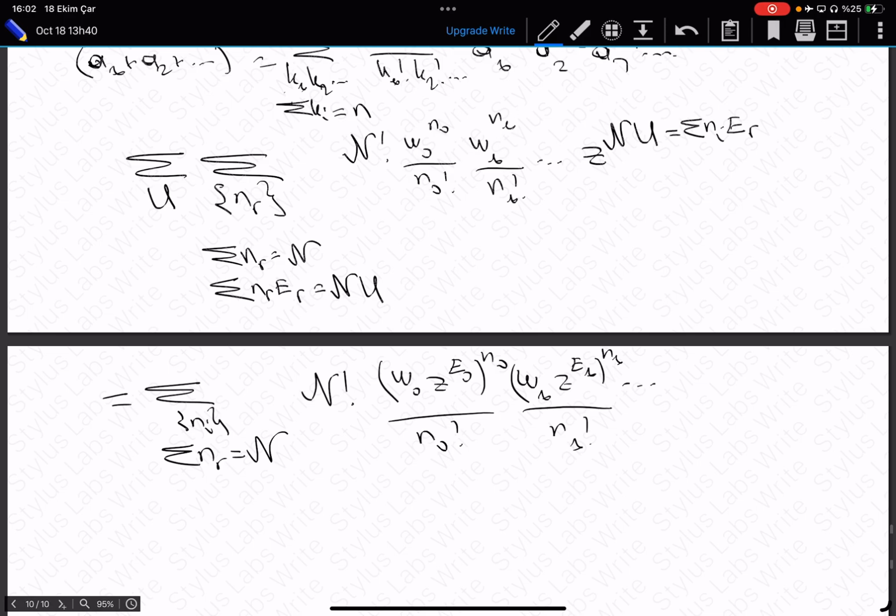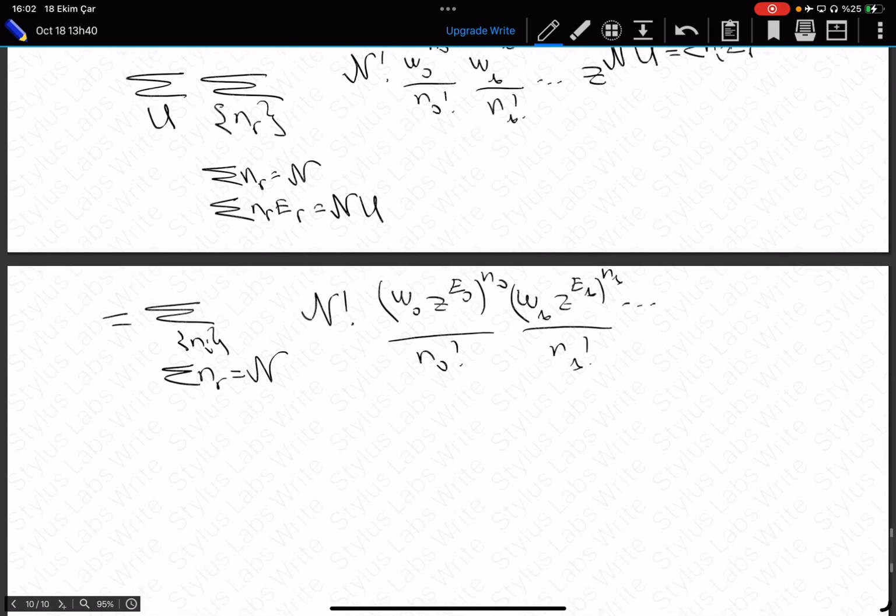Now, this is nice because this is nothing but the multinomial expansion. This is equal to omega_0 z to the power E_0 plus omega_1 z to the power E_1 plus so on, over all possible microstates of the system, raised to the power curly N.